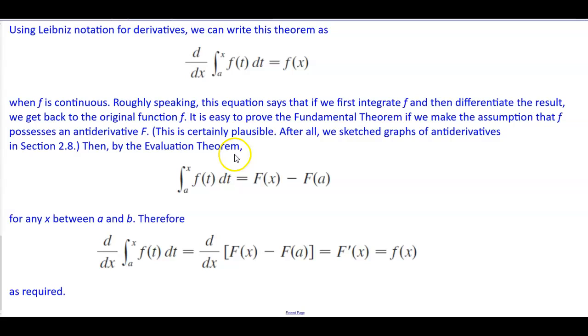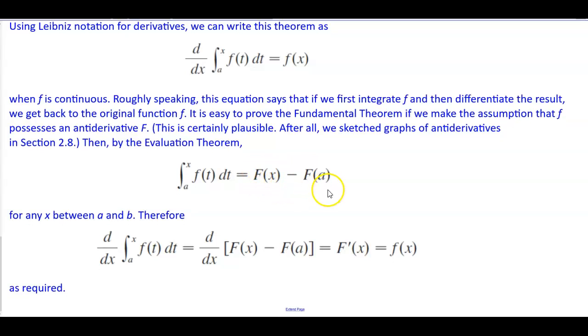Then, by the evaluation theorem, the integral is equal to the antiderivative at x minus the antiderivative at a, for any x between a and b. So the derivative with respect to x of the integral from a to x of f of t dt is equal to the derivative with respect to x of capital F of x minus capital F of a, which is equal to F prime of x, which is then equal to f of x, as required.